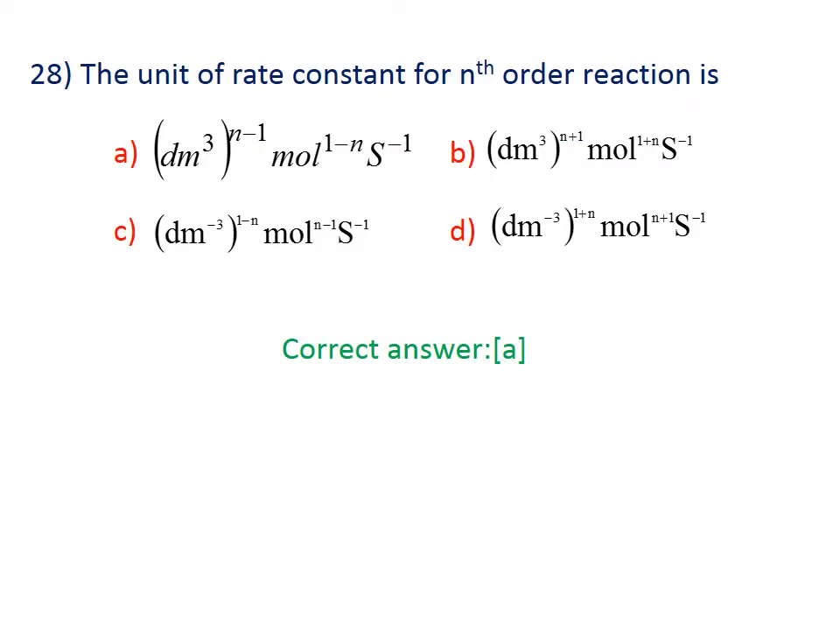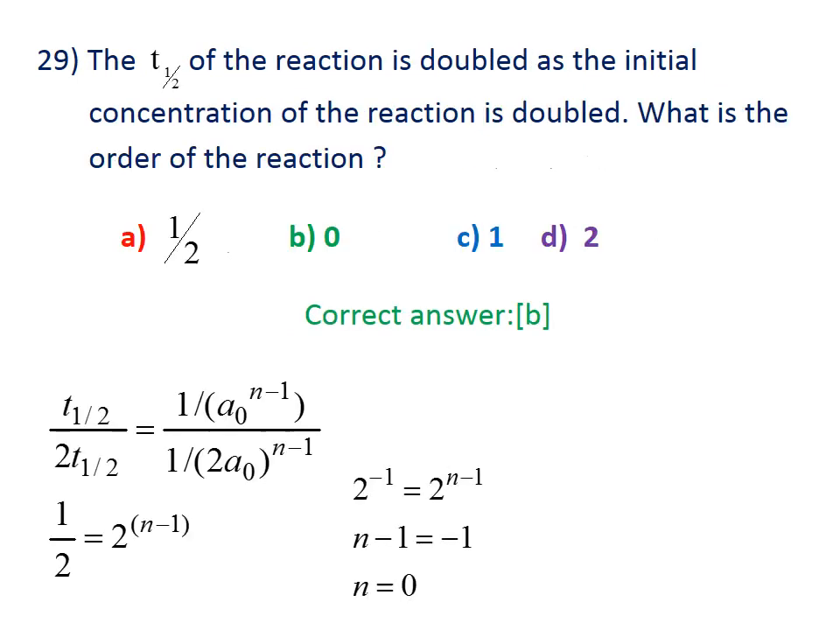The unit of rate constant for the nth order reaction, we already discussed, the unit has one less. For an nth order reaction, it is dm cube whole power n minus 1, mole power 1 minus n, and s power minus 1. The correct answer for this question is A. dm cube power n minus 1, mole power 1 minus n, s power minus 1. That is the correct answer for this.